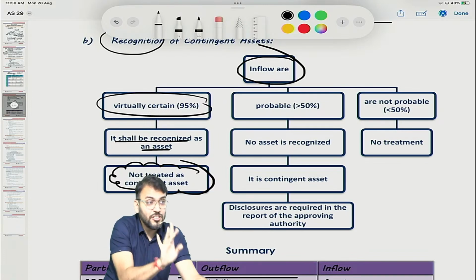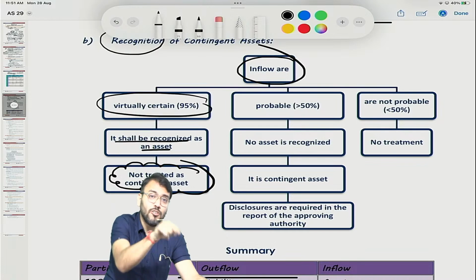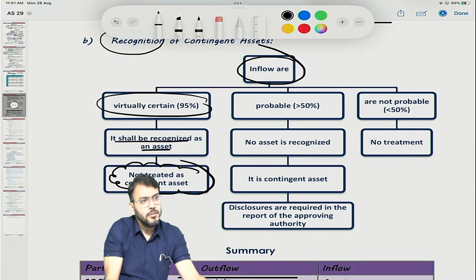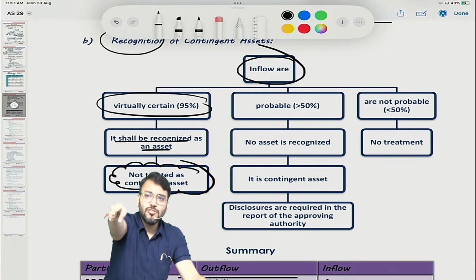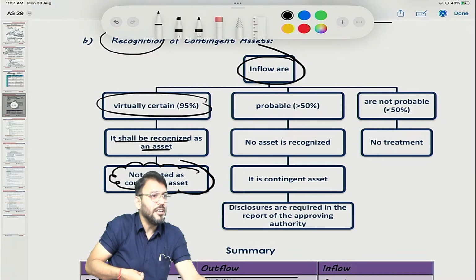Certainly, what I am asking, just try to understand. It is certain that the amount will be received. How is it certain? 100% certain is not there. Even though she has given me 100 rupees, I may default now. I may go to Pakistan.